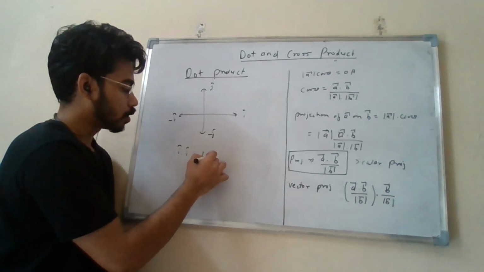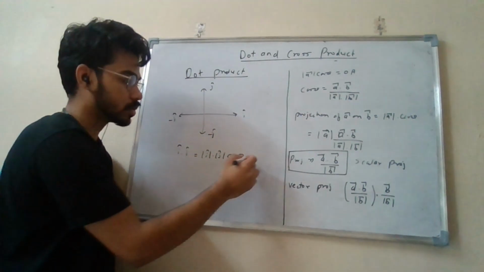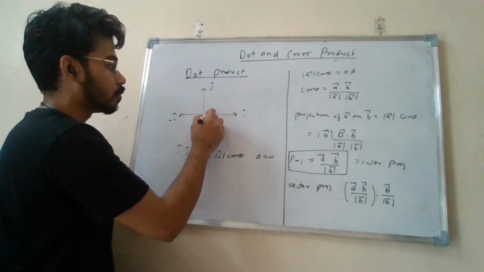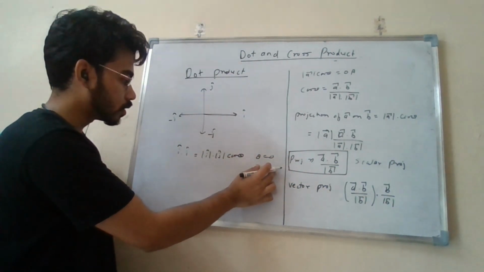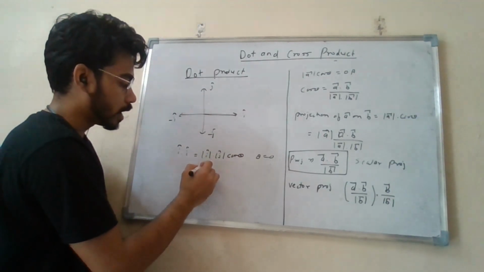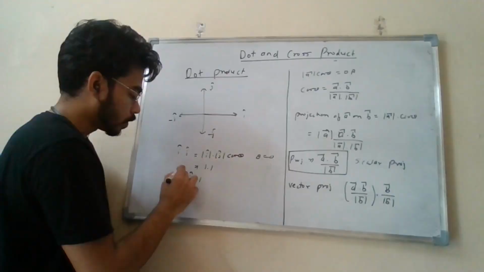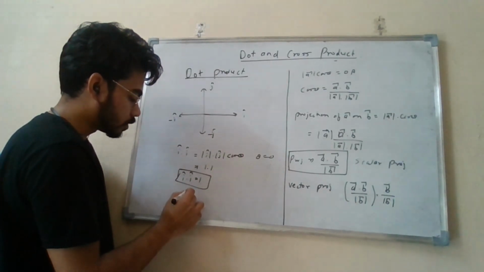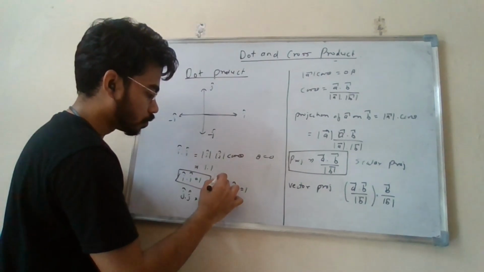So simply, mod of i cap into mod of i cap into cos theta, and my theta is equal to 0 degrees. Why? Because i cap and i cap are on the same line. That's why the angle between the two is 0 degrees. So cos 0 is 1, and mod of i is 1, mod of j is 1. Simply, i cap dot i cap is equal to 1. Similarly, j cap dot j cap is equal to 1, and similarly k cap dot k cap is equal to 1.